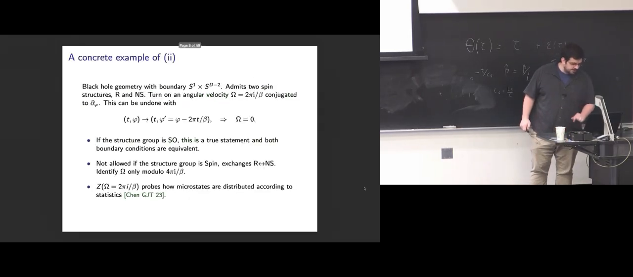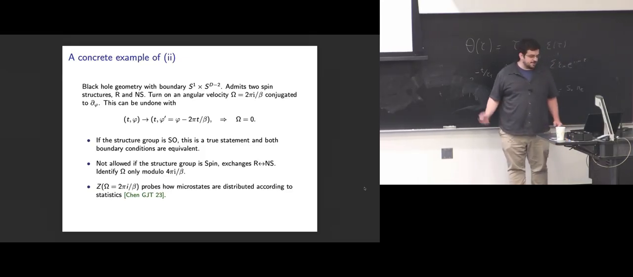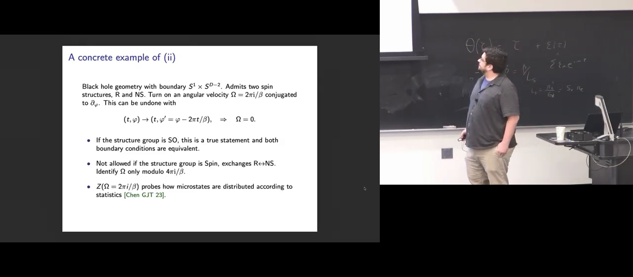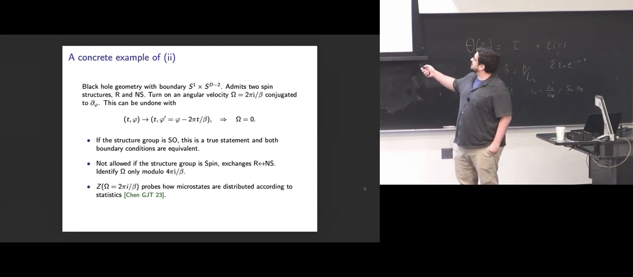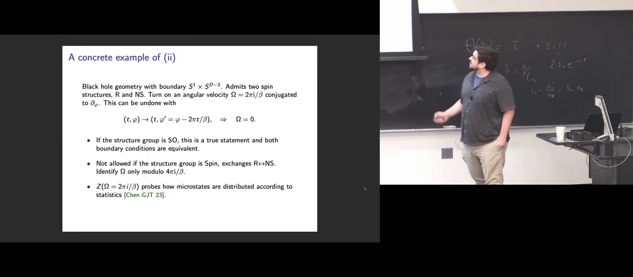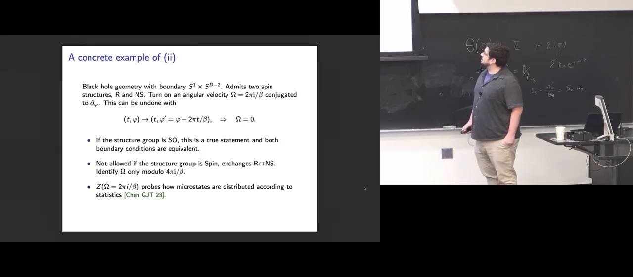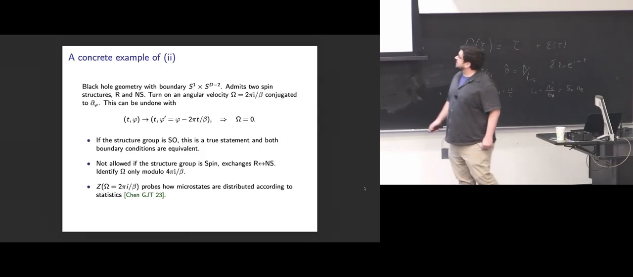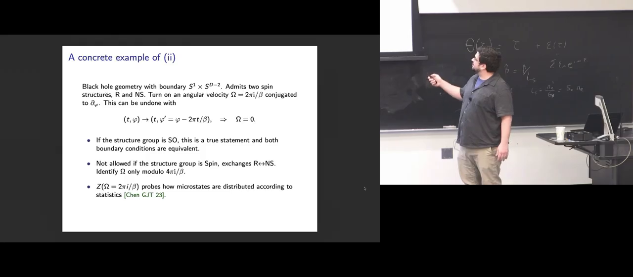But as an example of two, just to show that this is more important more broadly, and this might also be relevant to some of the talks in the afternoon in the context of supergravity: you can imagine a black hole in AdS_D with a boundary that is S^1 cross S^{D-2}. This has two spin structures, R and NS, depending on the boundary condition of the fermion. And we can turn on an angular velocity omega that is 2 pi i over beta, conjugated to rotation in some angle phi.